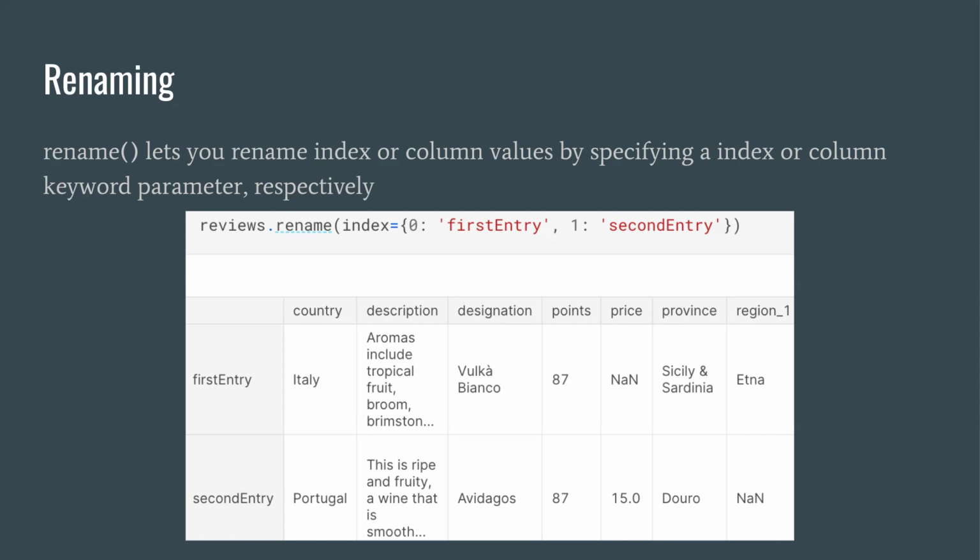Another thing, this rename method lets you rename index or column by specifying an index or column keyword parameter. Here you can see when we rename, we provide 0 and 1, and by providing 0 as first entry, the first row has the name first entry, and the second row has the name called second entry.